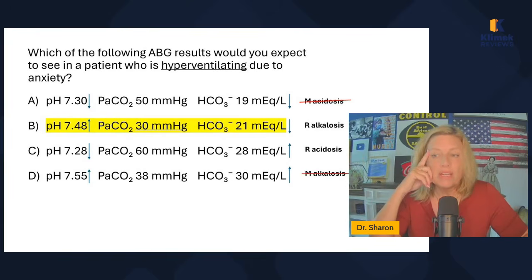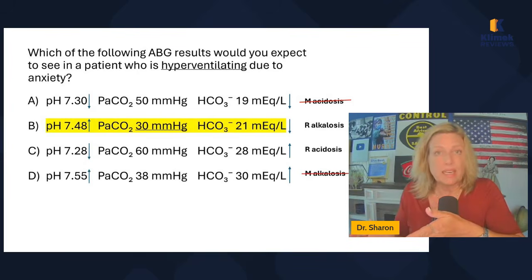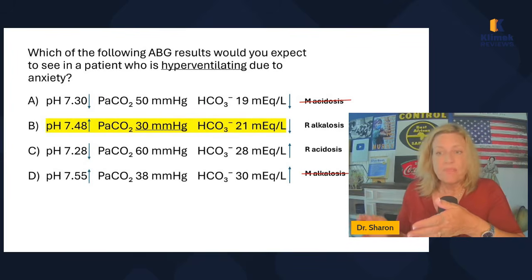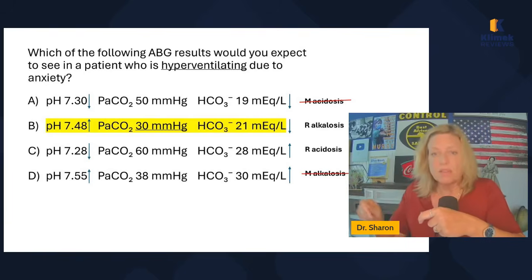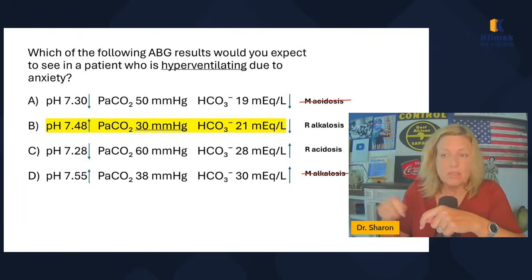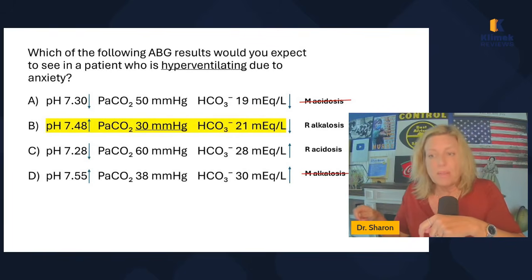Now, if you have an easier way to get to this answer, you use it. Okay, you use the easier way that you have. What I'm telling you is that this is how I would have to get to this answer. And you'd be using your whiteboard. If I'm taking the NCLEX, I'd be using my whiteboard and I'd be writing A is metabolic acidosis, B is respiratory alkalosis, C is respiratory acidosis, D is metabolic alkalosis.